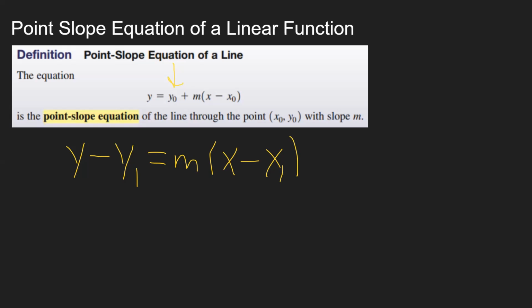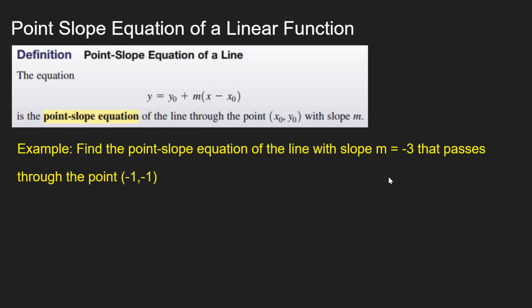It doesn't really matter what notation you use there, but we're typically going to follow this form of the point-slope equation. And the name says it all. If you know a point and you know the slope of a linear function, you can write the equation.